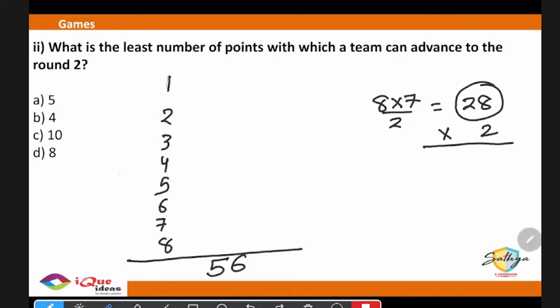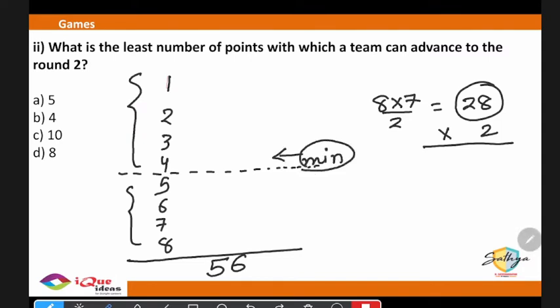Now only the top 4 teams are going to go to the next round. So let us say that 1, 2, 3 and 4 are the top 4 scorers. 5, 6, 7, 8 are the losers. And 1 is the top scorer, 2 is the second highest, 3 is the third highest, and so on. So what can be the minimum possible score for team number 4, even with which it can go to the next round? That's what you have to calculate according to the rules. Did you understand up to here?